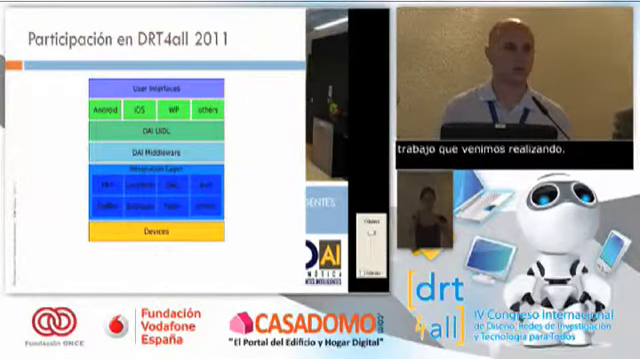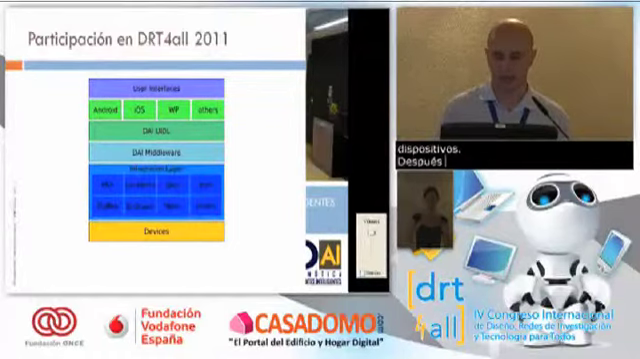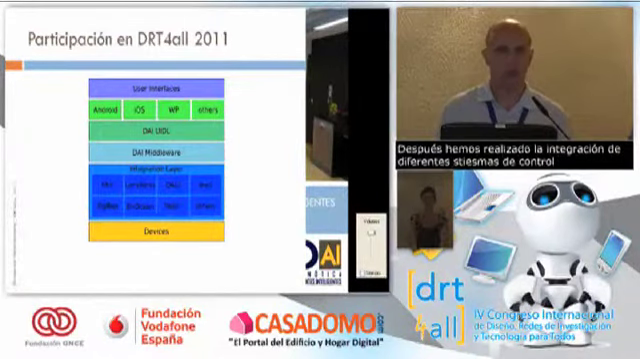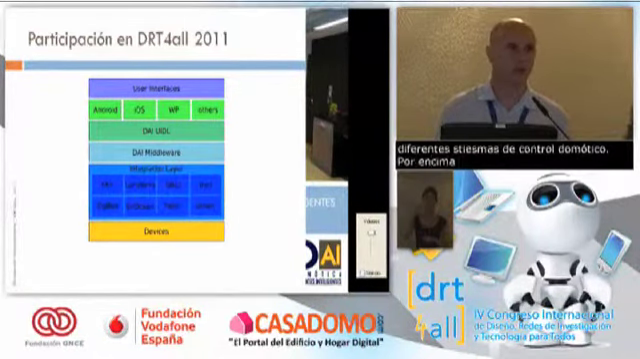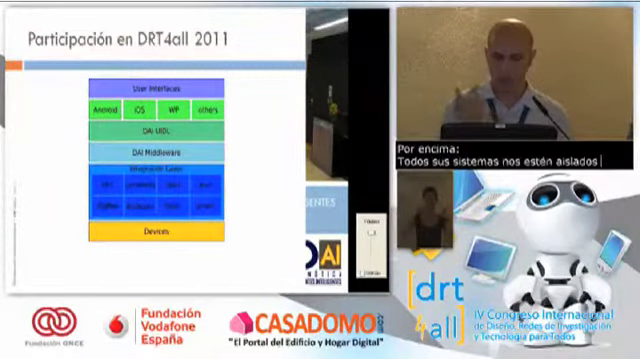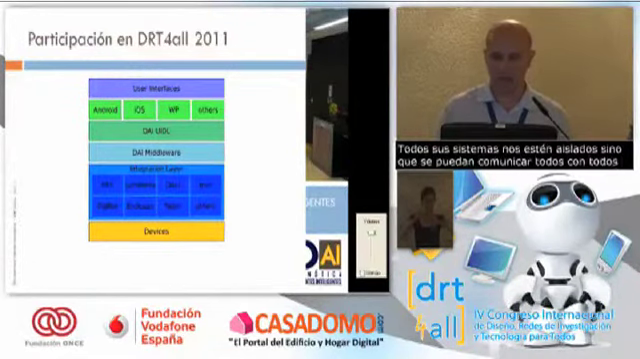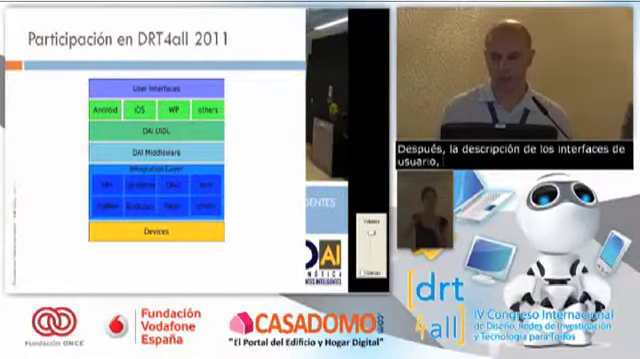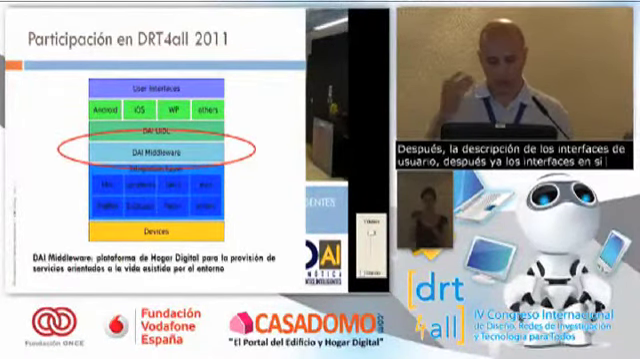At the bottom we've got the devices, then we've got the integration layer for different systems, for different domotic control systems. And after that we've got middleware, which allows interoperability between all of the systems, so that all of the systems are not isolated, but rather they can all communicate with each other. And then we've got the description of the user interface and the interfaces themselves for the user.